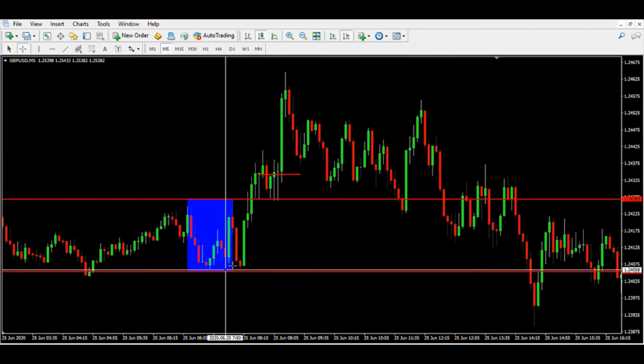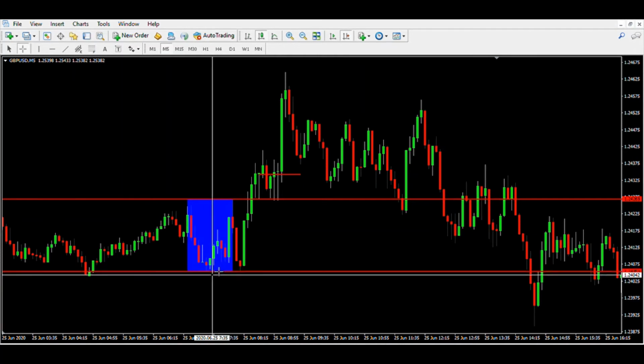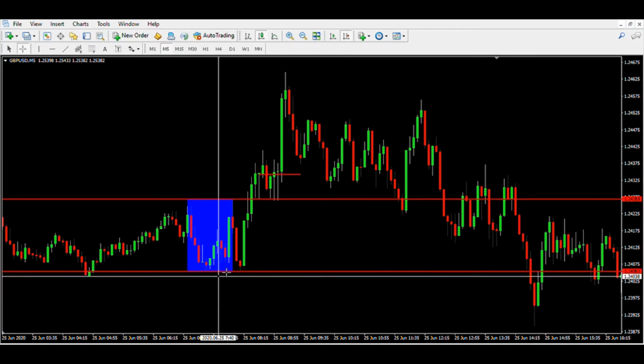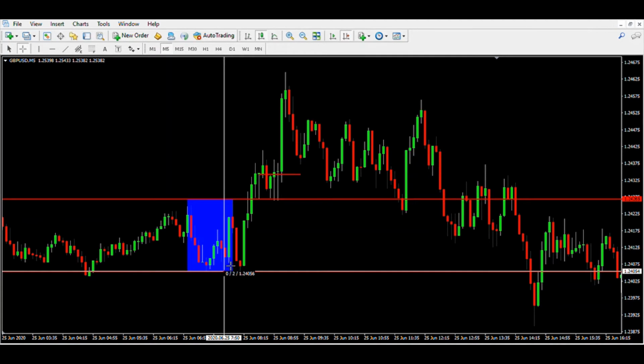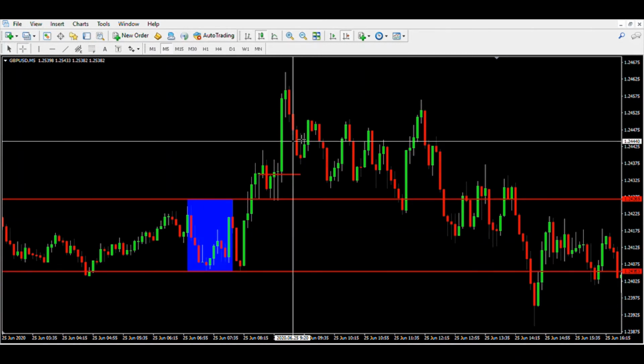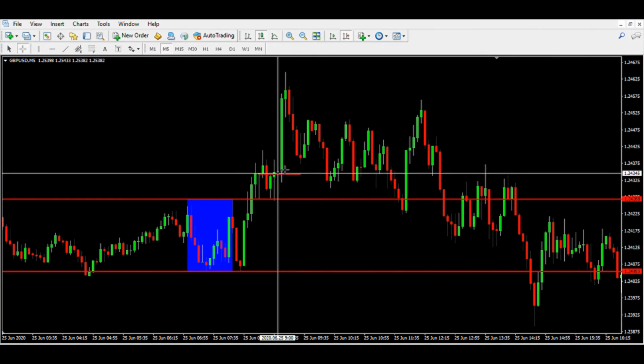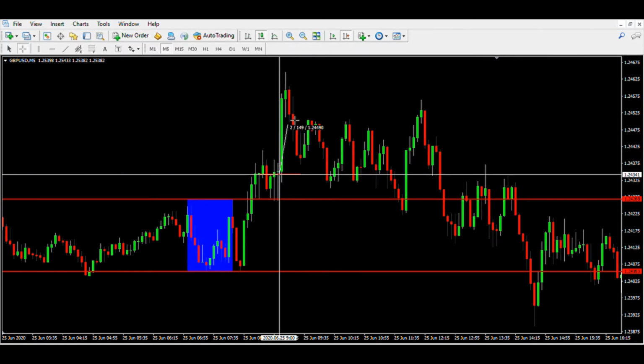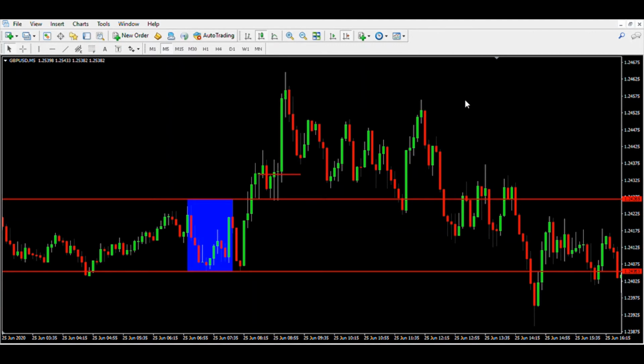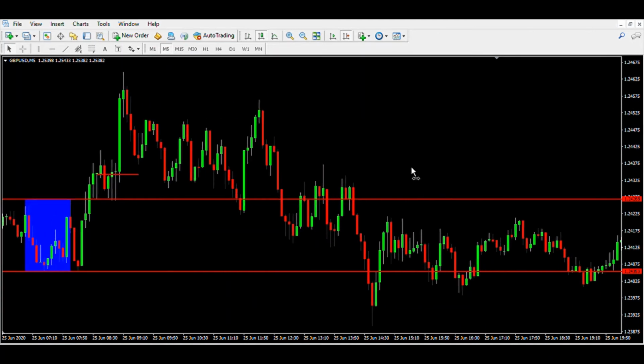Our stop loss will be placed at the base of this box, and our take profit will be the size of the box. So that will be, let's put it roughly at 21 pips. So you measure 21 pips from your entry, 21 pips. All right, and simple strategy. Okay, so let's move on to the next one.